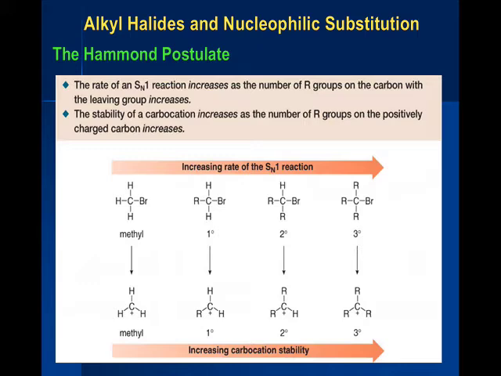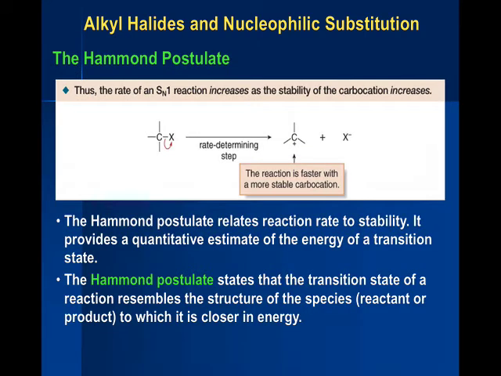And so this brings us to the Hammond postulate. The Hammond postulate states that the transition state of a reaction will resemble the structure of the species to which it is closest in energy. What is the transition state? What do I mean by that? What is a transition state?